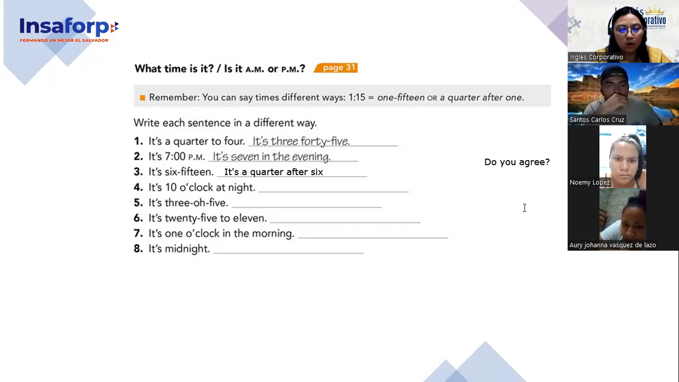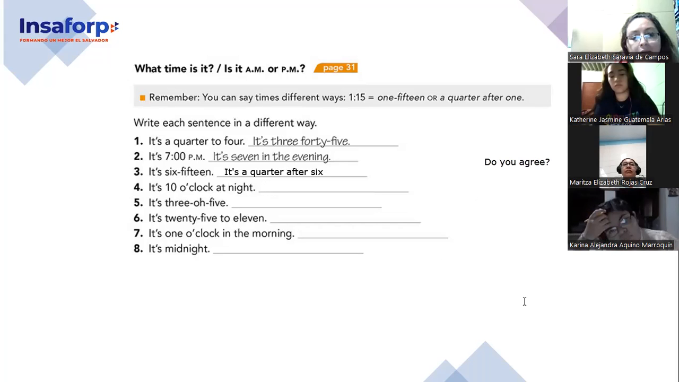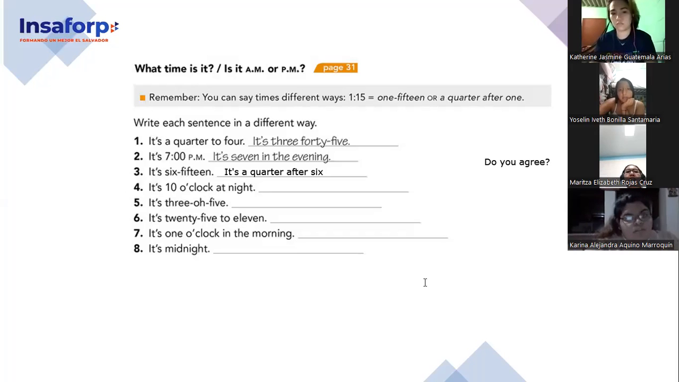It's 10 o'clock at night. It's 10 at night. Cambiamos la expresión at night por p.m. en este caso. It's 10 p.m. It's 10 o'clock at night. It's 10 p.m. Very good job.